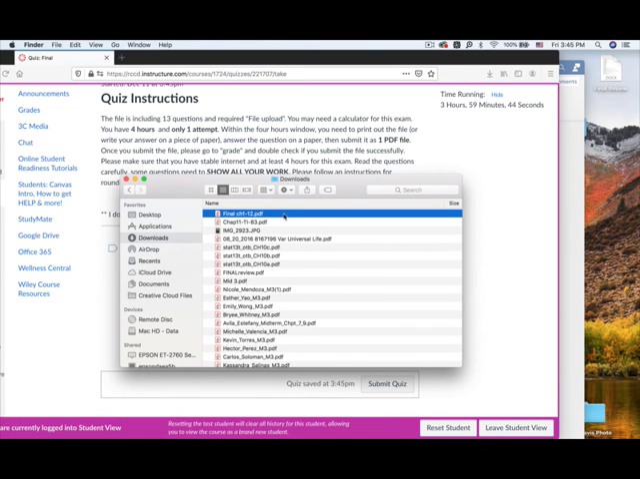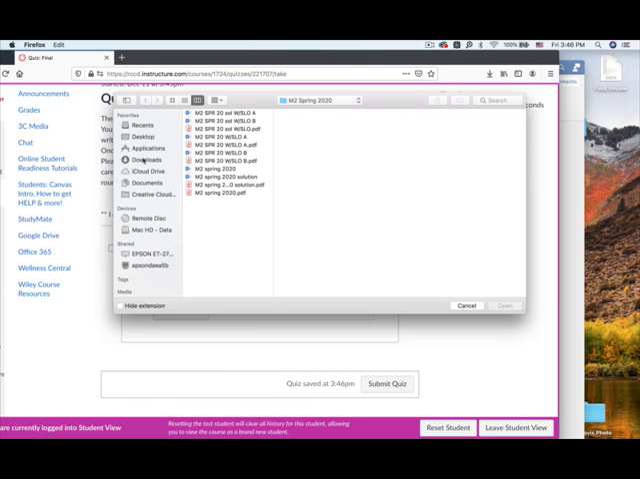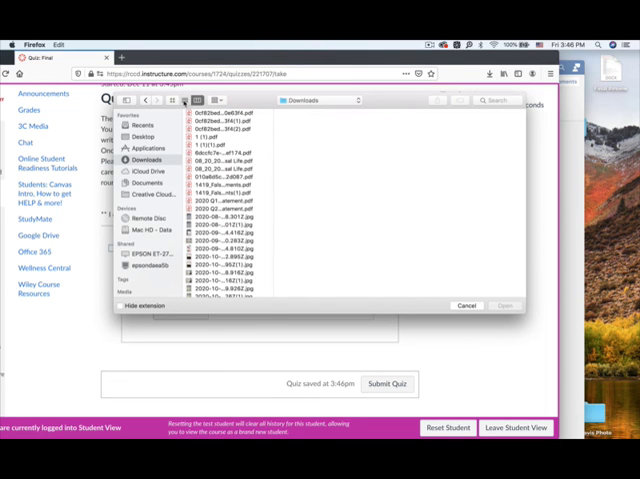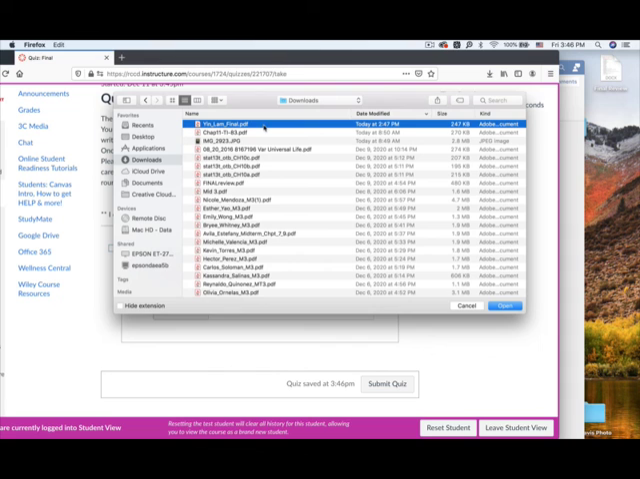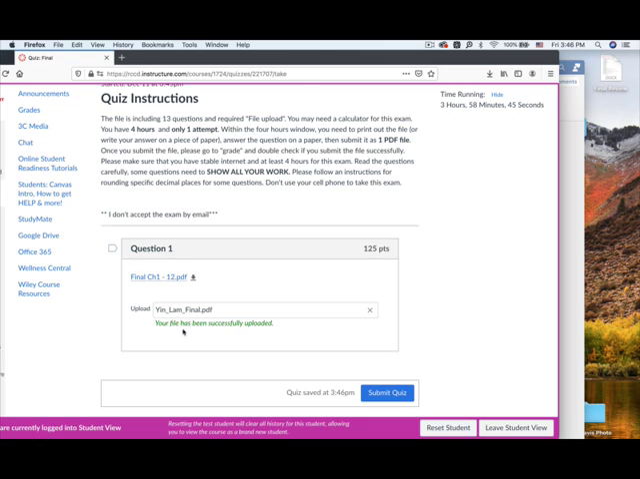After I download it, I could just work on it or write down my answer on a piece of paper. Make sure you rename the file with your first name, last name, and put it like final, okay? And then I'm going to upload it. Click on choose a file. Okay, this is my final. Click on it, open. So you could see your file has been successfully uploaded. And then I'm going to click submit.